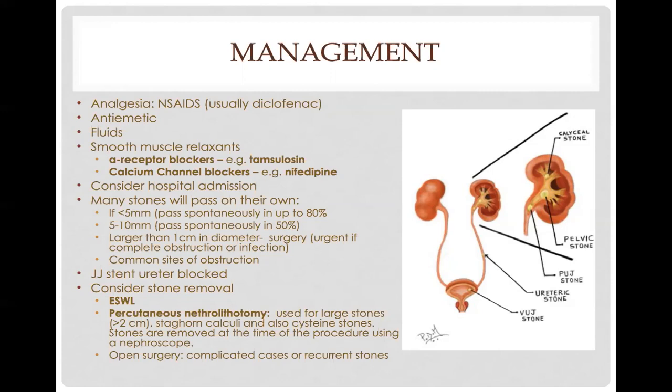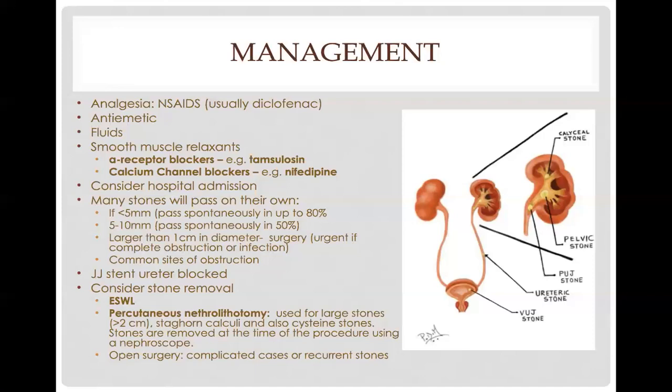When the patient has symptoms or imaging that shows that they have a completely obstructed system, then a JJ stent is usually inserted in the first instance. And then later the stone is removed. So it can be done by extracorporeal shockwave laser treatments.